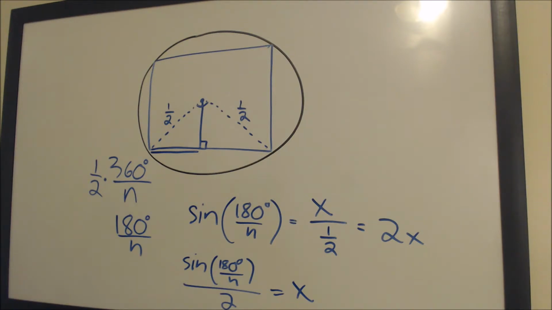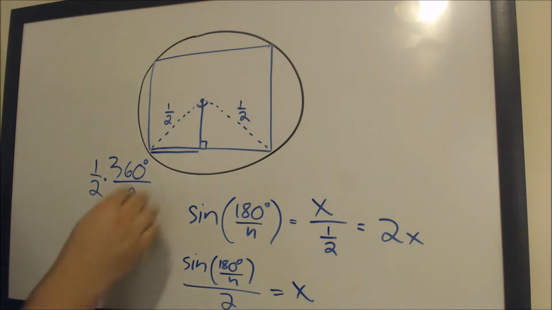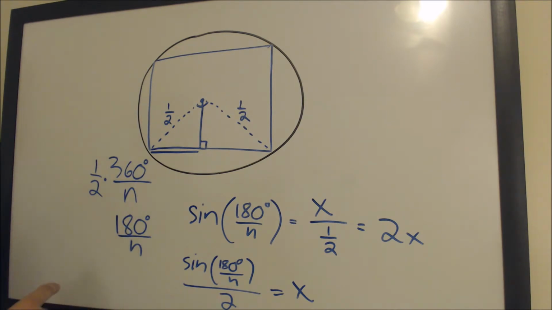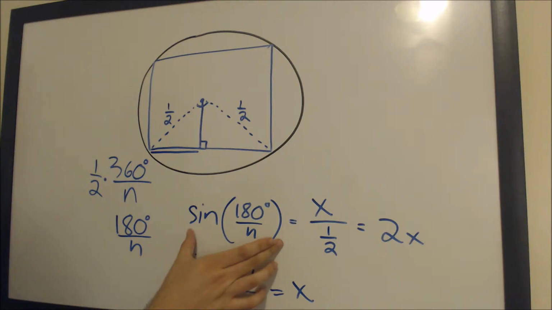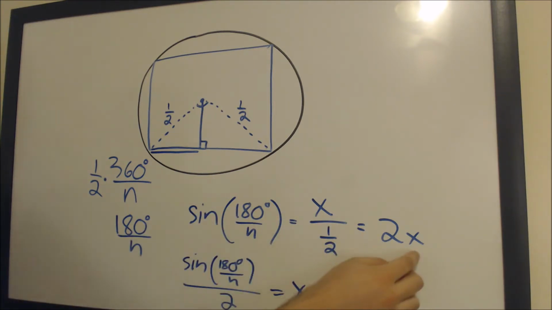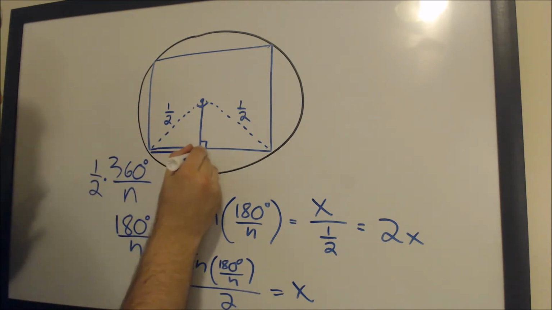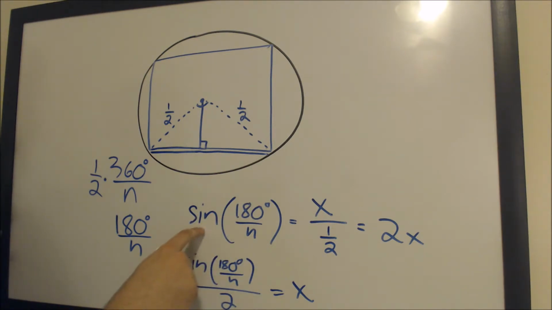Now, some quick clarifications. x is half of one of my side lengths. So in order to get my whole side length, I would actually need to multiply x by 2. So actually what I'm going to do is just ignore this here and just use what I have up here. Okay, so that means that 2 times x, which is 2 times half a side length, which is the whole side, is now, we know that that is the sine of 180 degrees divided by n. All right?